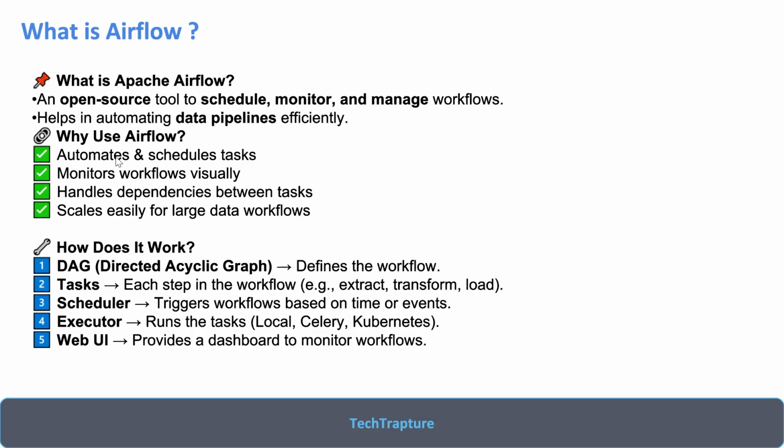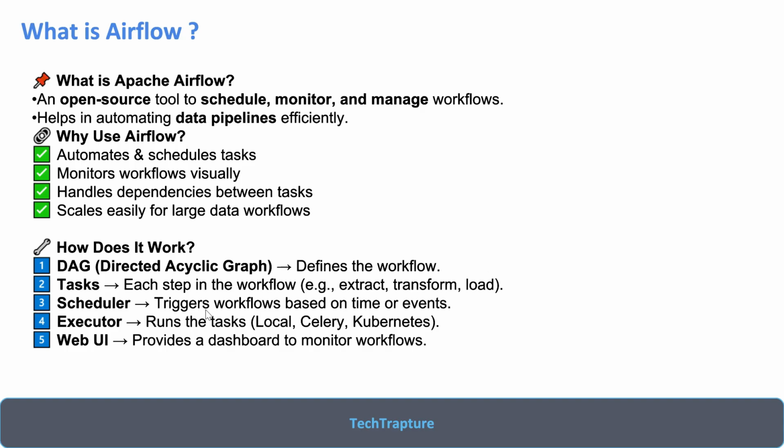Then why use Airflow? As I discussed in the earlier slide, to automate and schedule tasks, monitor the workflows, handle dependencies, and scale easily for large data workflows. Then how does it work? In Apache Airflow, just like a job, we have a DAG. Don't get confused again by the new word DAG. A DAG is nothing but the job in Apache Airflow, a workflow where multiple tasks are there. On my screen you can see one example of a DAG, and each of these boxes is defined as a task. This complete job is defined as a DAG, and there is a dependency between each of these tasks.